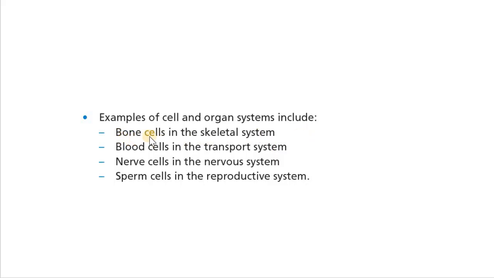here. Say for example, bone cells in the skeletal system. Next, blood cells in the transport system. These all correspond to human beings. Okay. Next we have the nerve cells in the nervous system. Then sperm cells in the reproductive system.